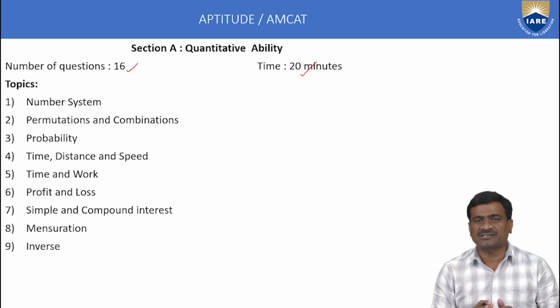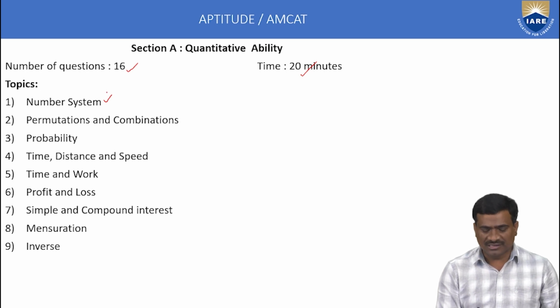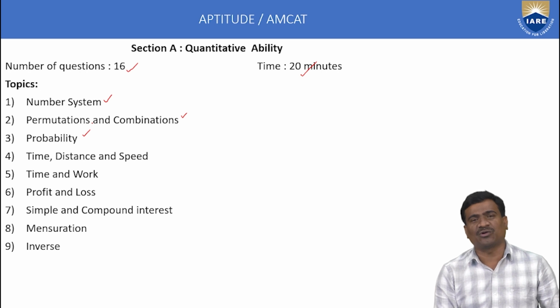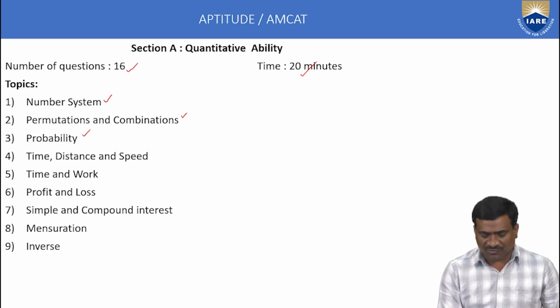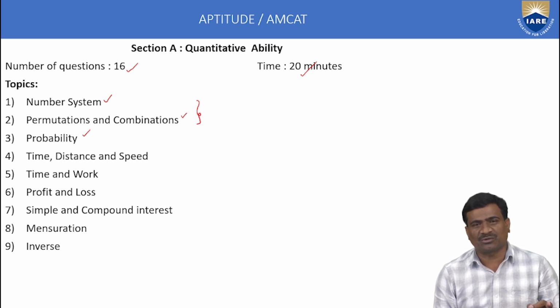Syllabus, topics in quantitative aptitude. Most of the questions belong to number system, properties of numbers, second permutations and combinations, third probability. If you prepare these three topics perfectly, minimum 50% of the questions belong to only these three topics in the quant part.